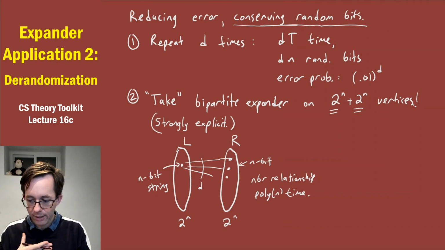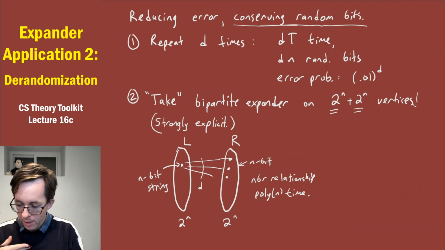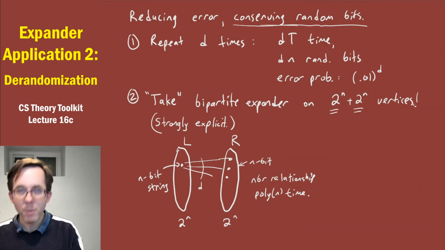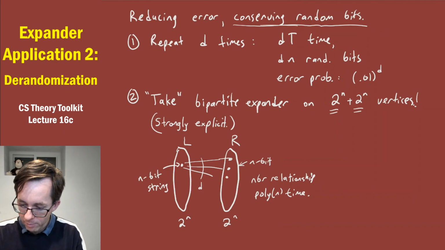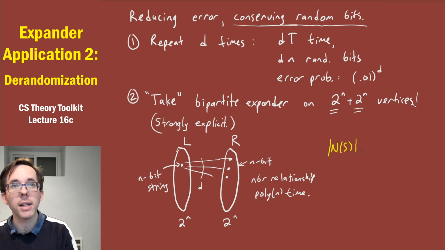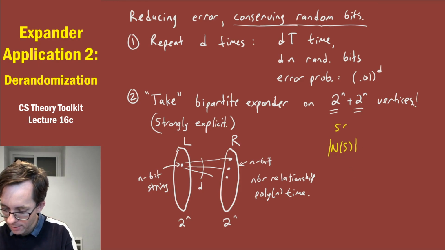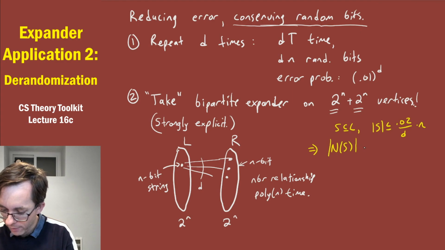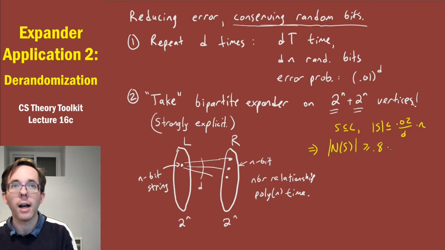This randomness reduction, this error reduction algorithm that conserves randomness, is going to take this graph on 2 to the n plus 2 to the n vertices. And remember the expansion property of this graph: the neighborhood of any subset S of L, if the size of S is at most 0.02 over D, or over 64, times n, then the number of neighbors of S is at least 0.8 times D times the cardinality of S.